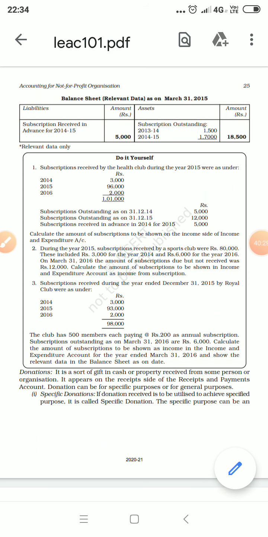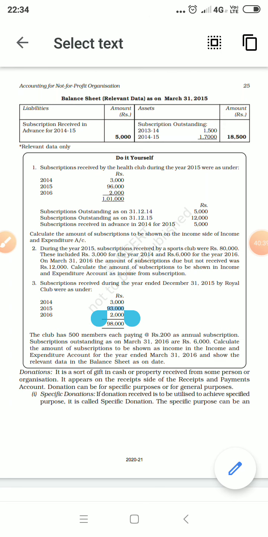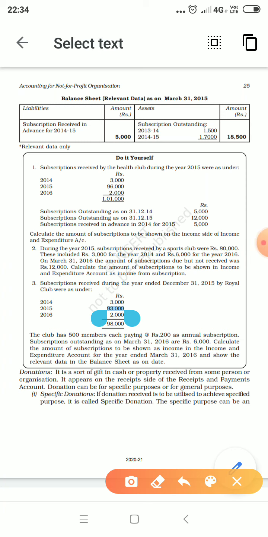The club has 500 members, each paying 200. Very easy. 500 into 200, it is 1 lakh. From 1 lakh, we have received only 93,000. So 7,000 is current year's outstanding. Your sum is over. So directly, you can show in the income and expenditure account income side, you have to show 500 into 200, 1 lakh in the outer column.